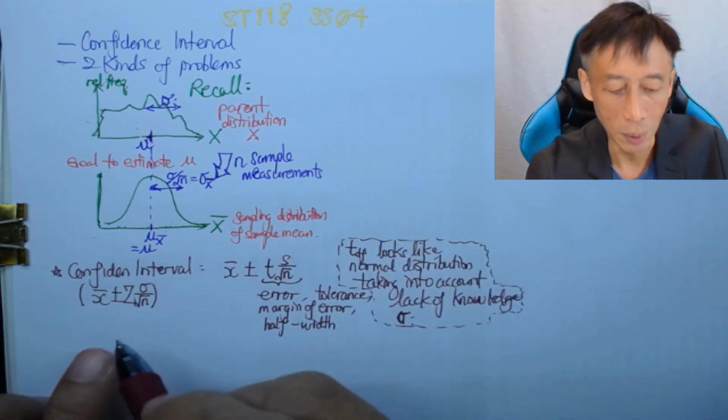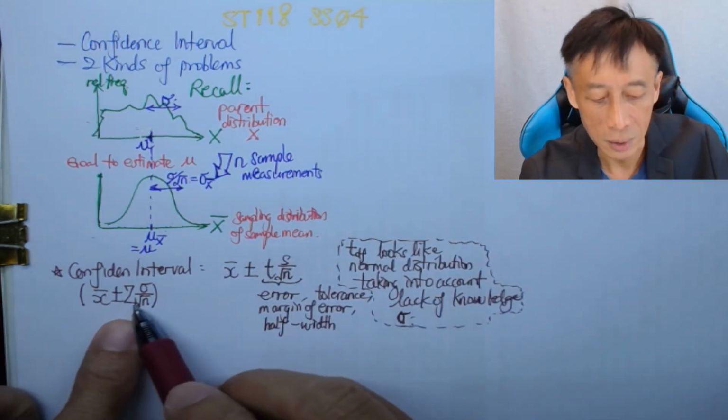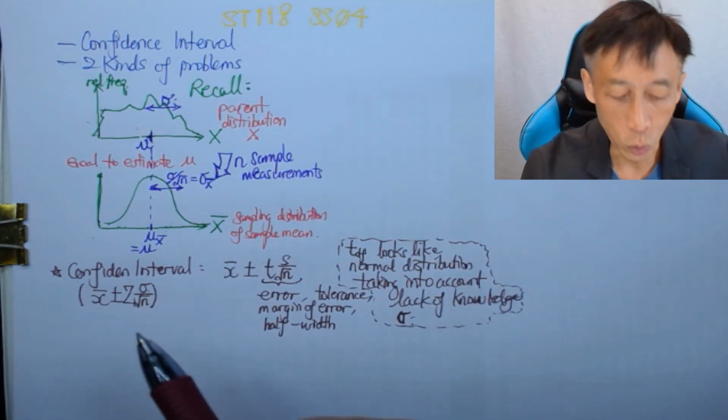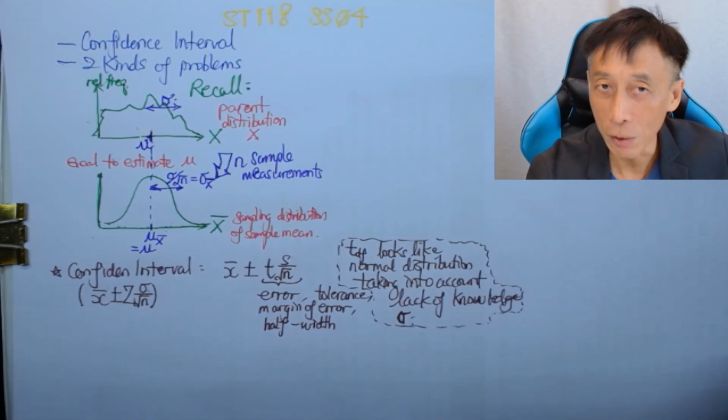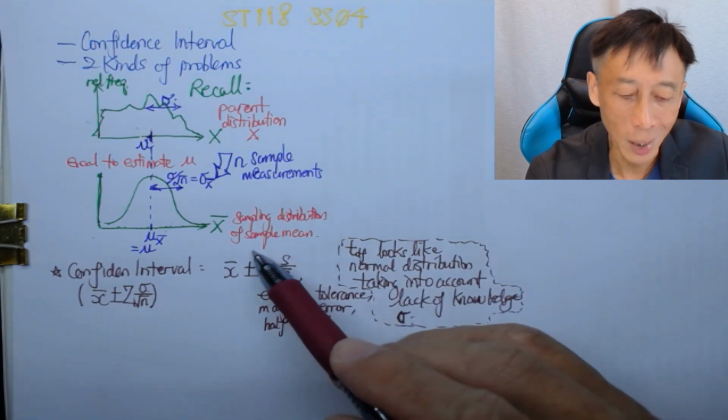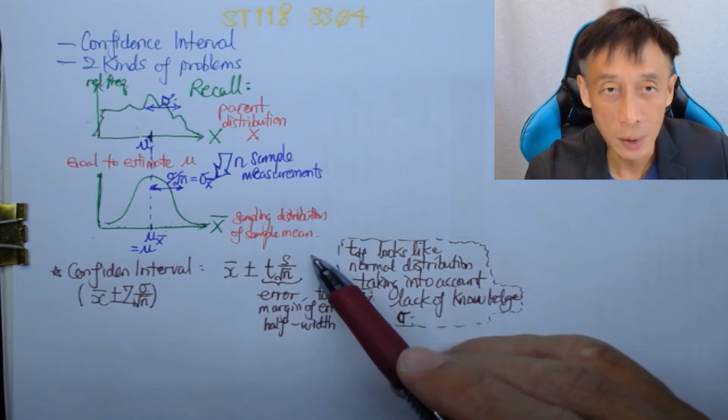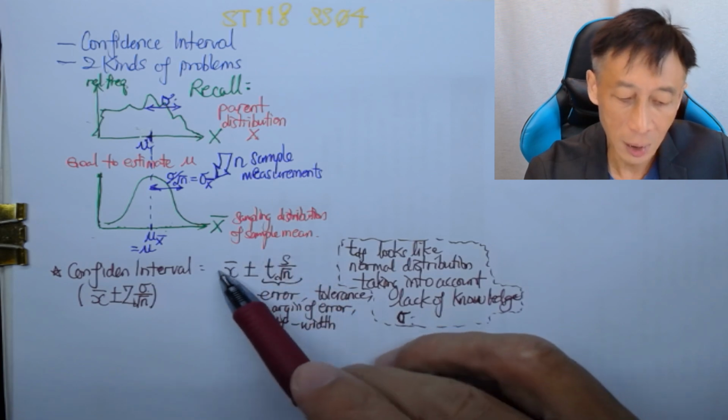And in most textbooks, you might see this, right? X bar plus minus Z sigma over square root n. So to use Z means you must have knowledge of sigma. And typically in practice, we don't have that. That's why I would just write one formula. So in practice, typically we'll just end up using this.